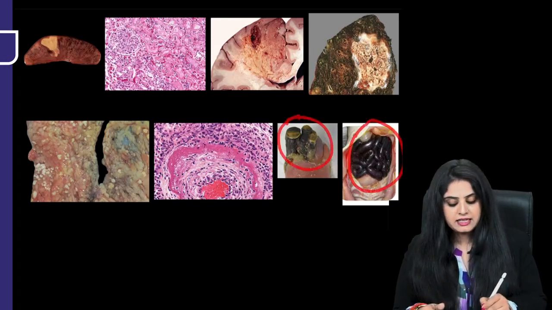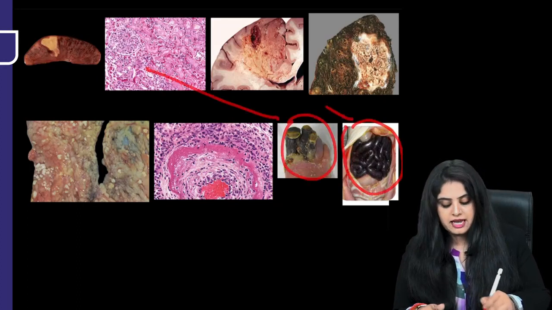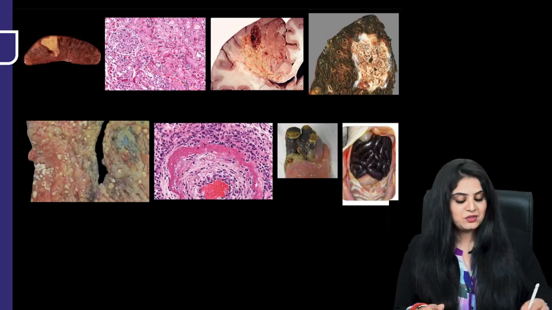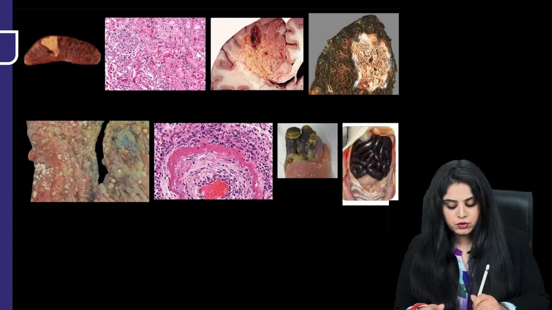Then you have dry gangrene and wet gangrene. Dry gangrene is the same as coagulative necrosis. Wet gangrene is the same as liquefactive necrosis. That is your 30-second recap of images of necrosis. Let's move on to the next.